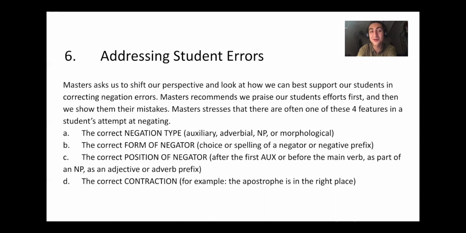B, they're using the correct form of negator. The choice for spelling of the negator or the negative prefix. C, the correct position of negator. And then the last one he mentions is the correct contraction. So maybe the apostrophe is in the right spot. If it's in the right spot, you can say good job, to see the glass as half full versus half empty.